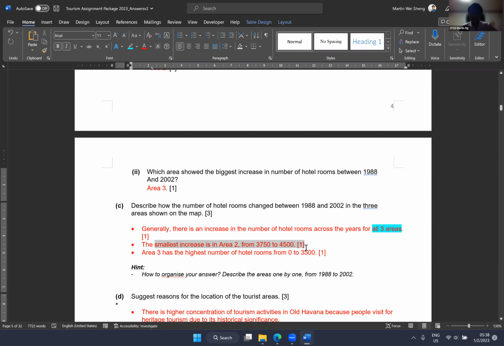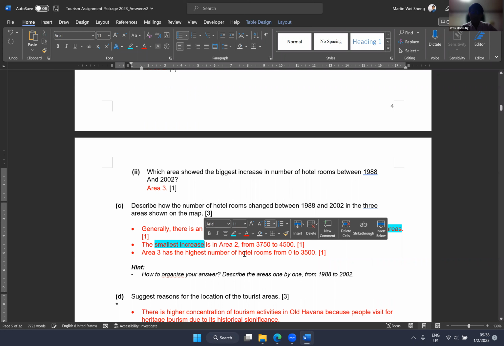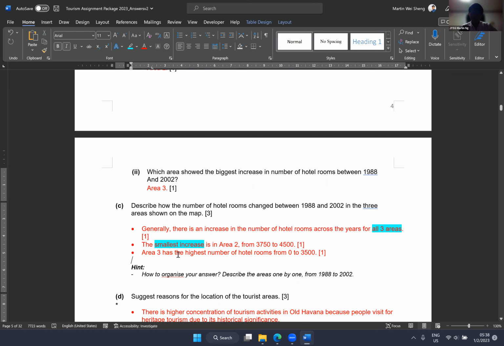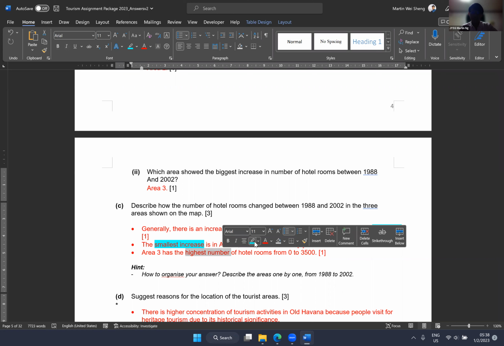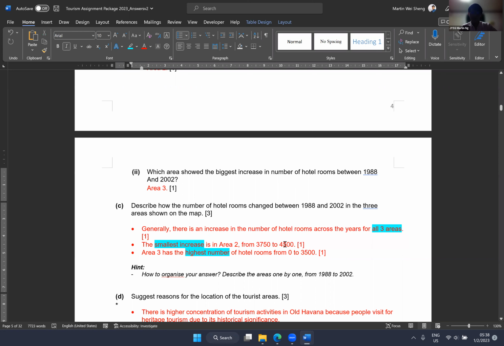Then a specific. So specific, you look for, in this case, the smallest increase. Okay, so smallest increase is in area 2. Then the highest increase is in area 3. Right, so remember to give data to support your answer. If you need to copy this down, you can pause the video to copy it.